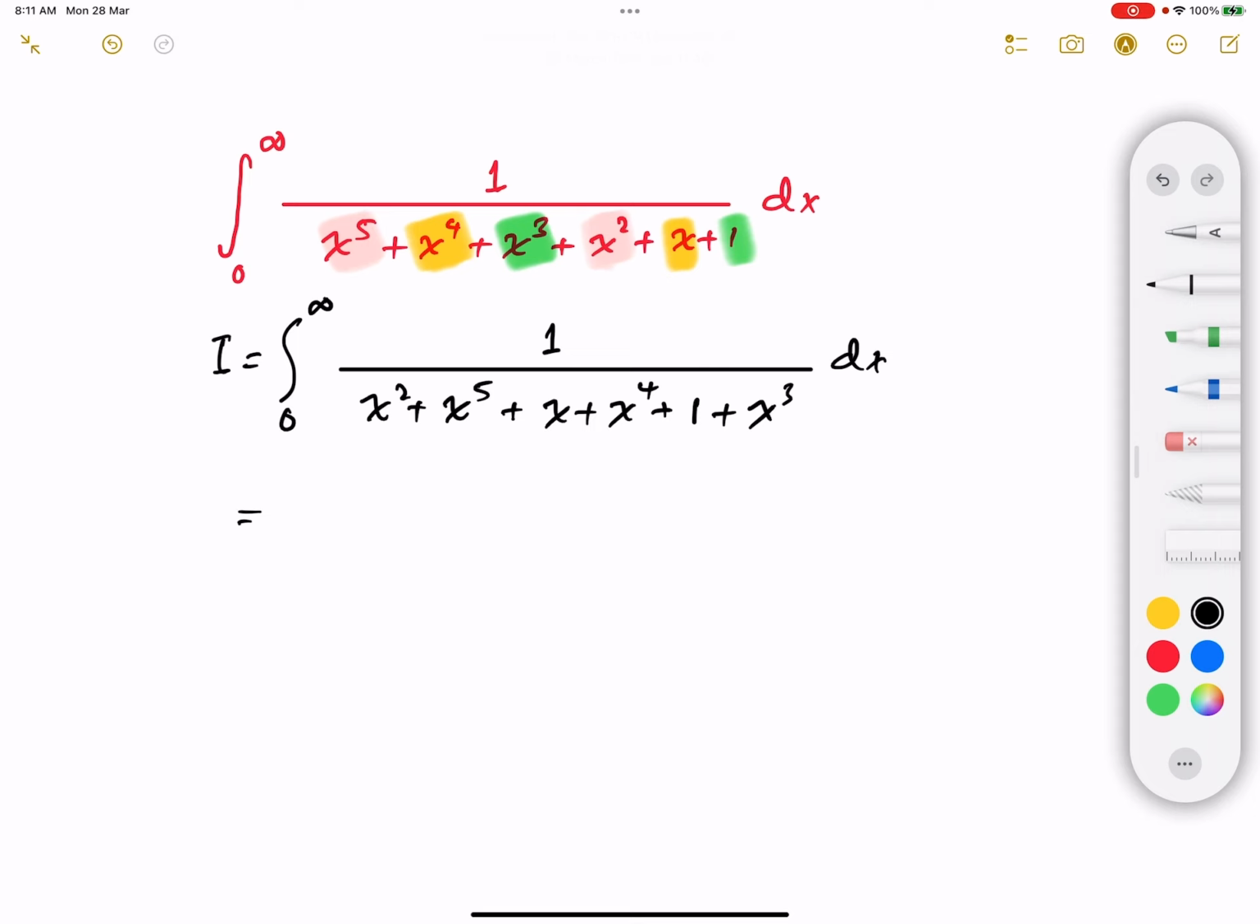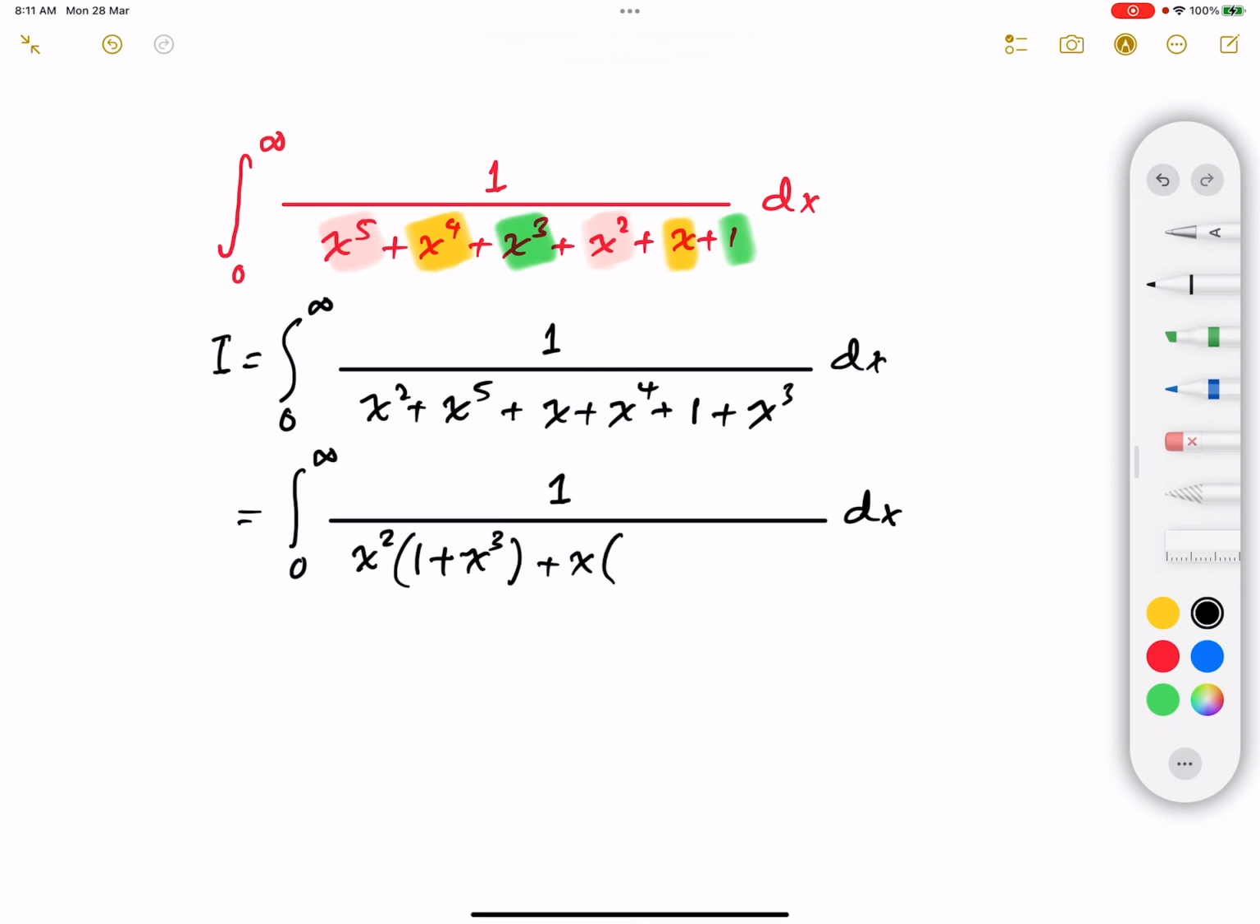Now, if you can notice, guys, we can take some common factors in the denominator. We still have 1 here and dx here. If we take x squared as a common factor, that would leave us with 1 plus x cubed. Plus, if we take x here as a common factor, that would leave us with 1 plus x cubed as well. And of course, we have 1 plus x cubed at the end.